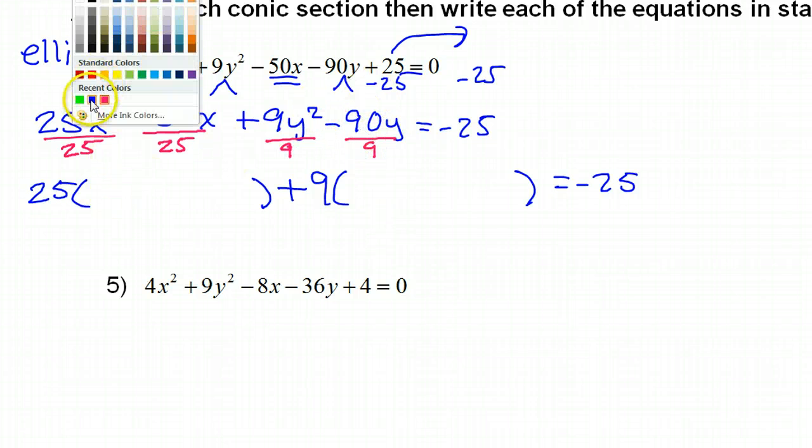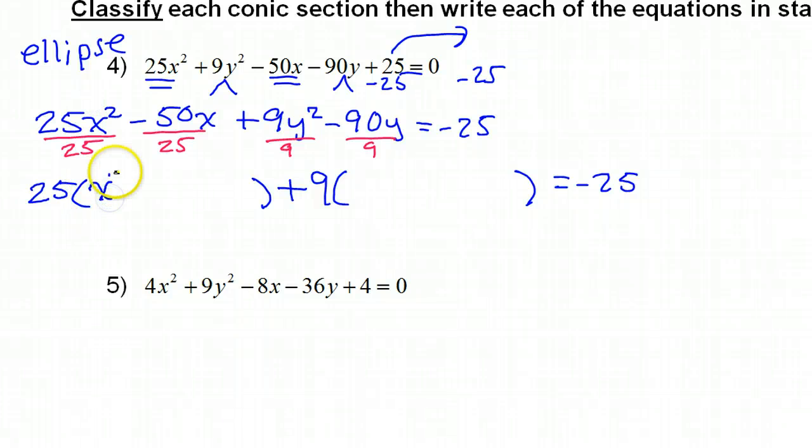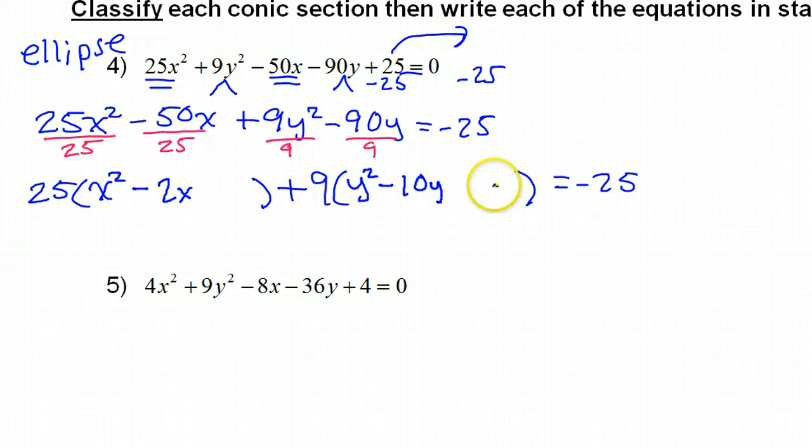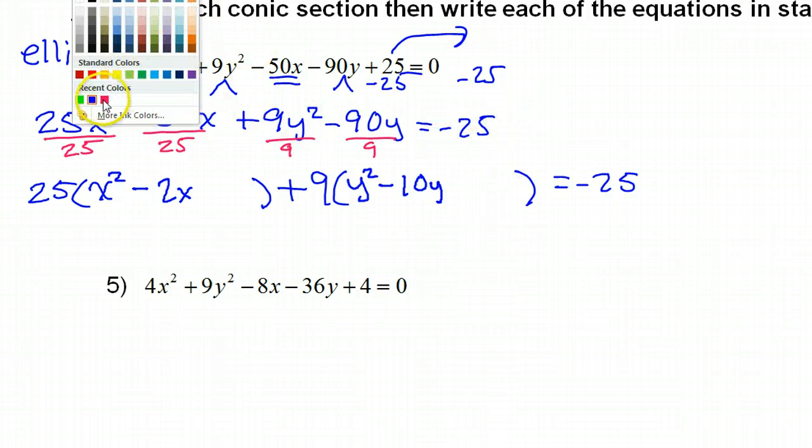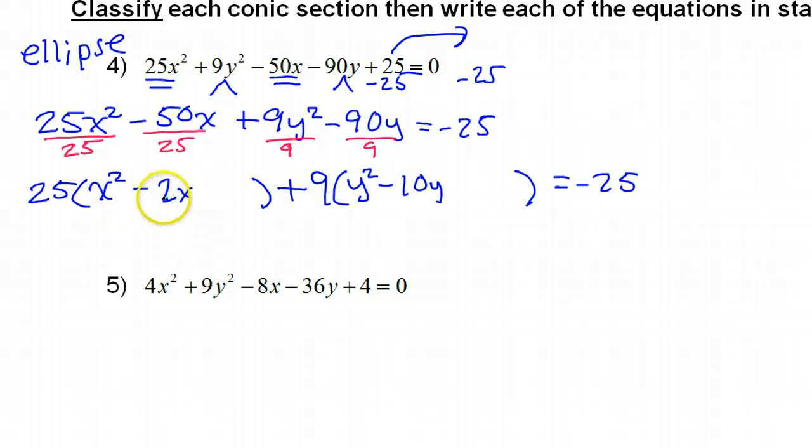So that is going to leave me with x squared minus 2x. And I left a space to complete the square. And over here, this is going to leave me with y squared minus 10y. And I left a space, of course, so I could complete the square. Half of 2 is 1. 1 squared is still 1.